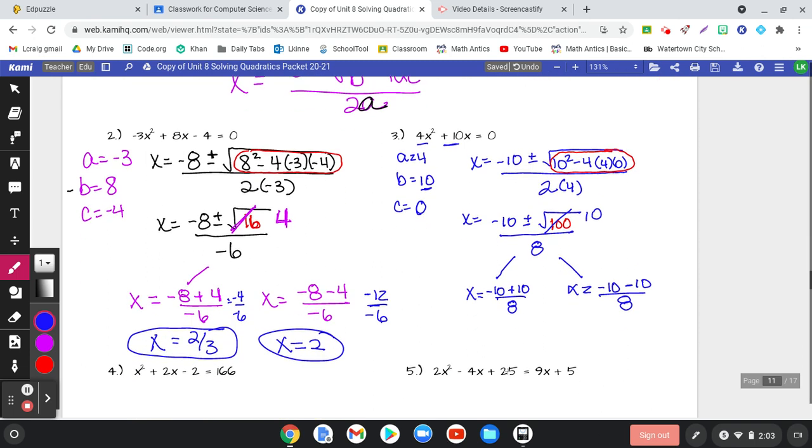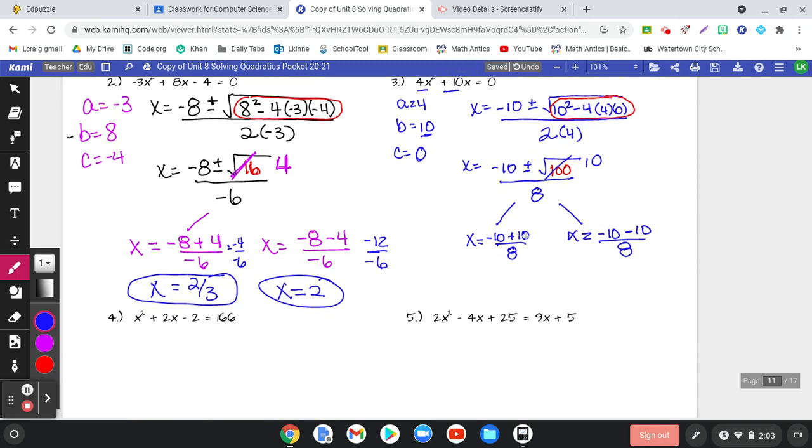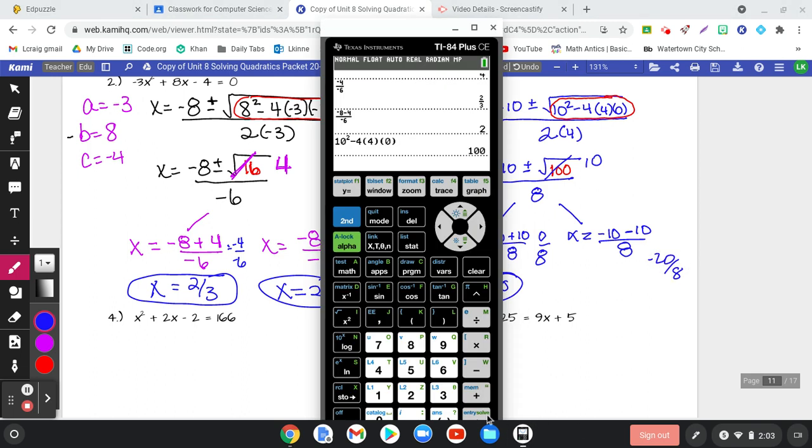All right. Now, negative 10 plus 10, that's 0 over 8. 0 divided by 8 is going to be 0. The other one, negative 10 minus 10, would be negative 20 over 8. Let's simplify that down in our calculator. You can use the fraction, or you could do negative 20 divided by 8 and just leave it as negative 2.5, or math enter, negative 5 halves.